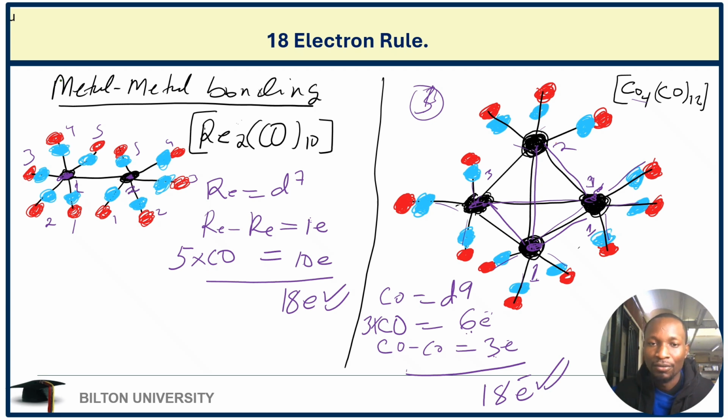The most important thing to focus on in this part is to check. First, take one metal as the point of reference. Then from it, look at how many metals are directly bonded to it; that gives you the number of metal bonds. Then take one metal at a time and look at how many carbonyls are bonded to it. That's how you get the number of carbonyls per metal, and that's how we can get the total number of electrons in that complex when we have metal bonding.